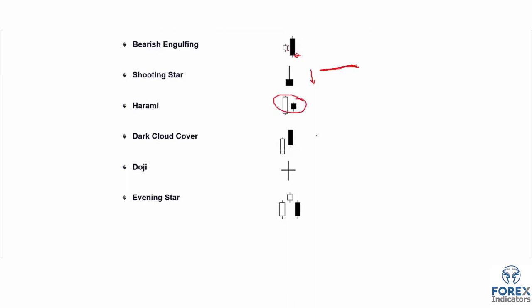The dark cloud cover is the opposite of a piercing line. In other words, the bulls had control, looked like they were pushing it higher, but eventually that completely shifted and the bears now have control. This is not a bad pattern, normally just results in the market falling lower, so it's not a bad one to look at. The doji I like, again, at resistance, and this one is probably my favorite.